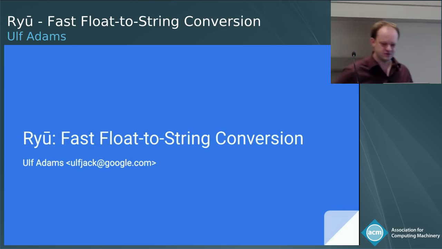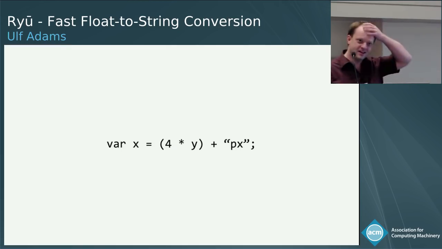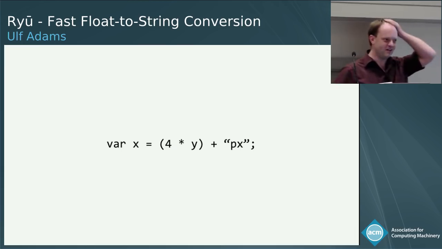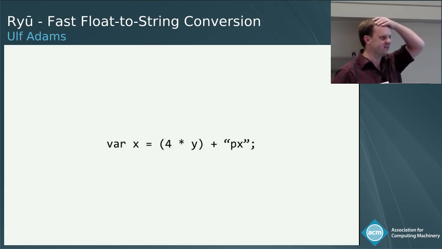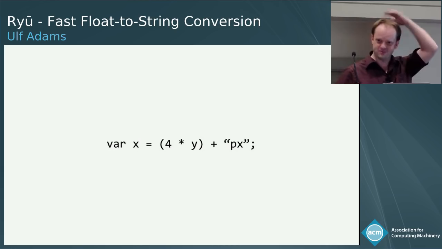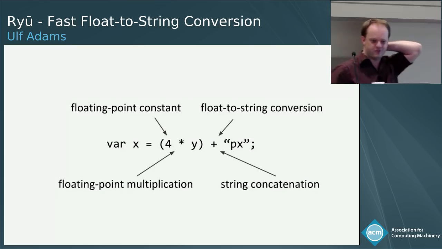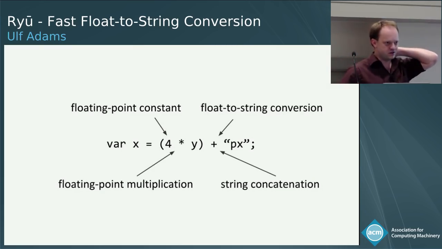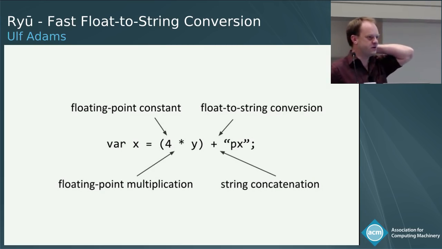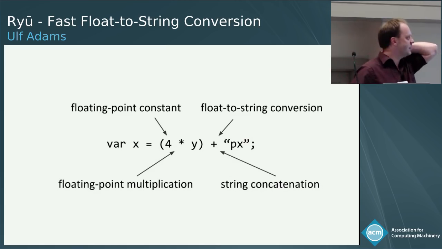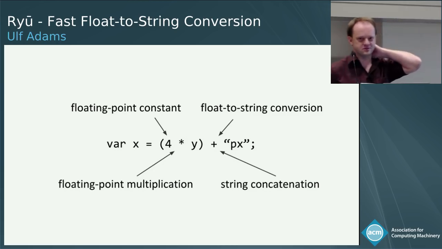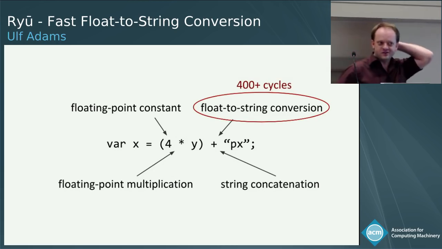So this is some JavaScript code. JavaScript is special in that its number type is the floating point type. So these are actually all floating point constants, floating point operations. And now if this ends up in the inner loop of your program, which part do you think is going to dominate the runtime of your program? Well, it's going to be the float to string conversion, which is pretty darn slow right now. And I hope that I can convince you it doesn't have to be that slow.